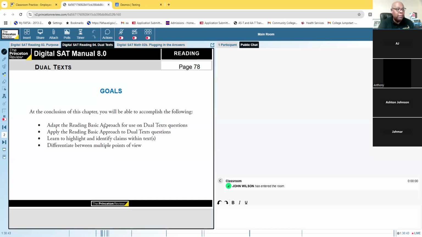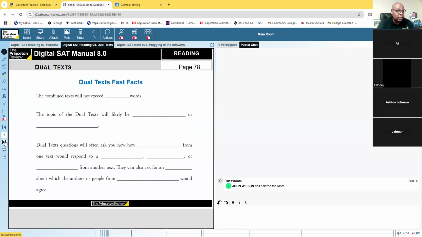All right, you're going to adapt the basic approach. We're going to talk about the basic approach in dual text, and you're going to learn how to look at claims. Not really. Going to differentiate between multiple views. Definitely that. All right, let's go do it. All right, page 78. Get your pencil ready. Page 78. This background stuff does help.